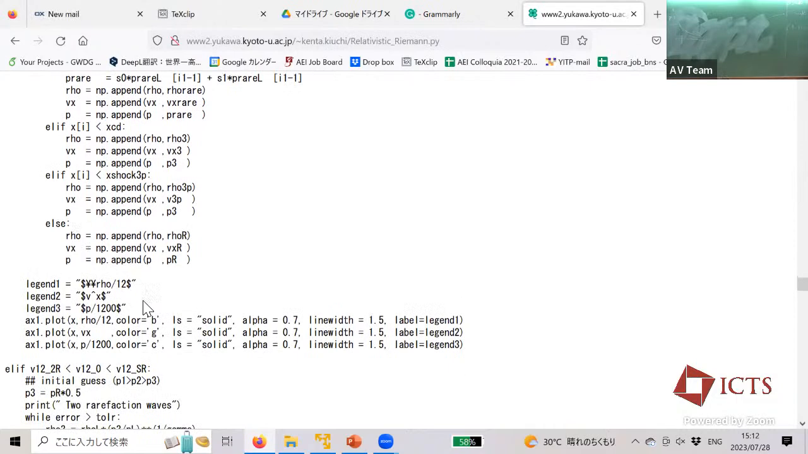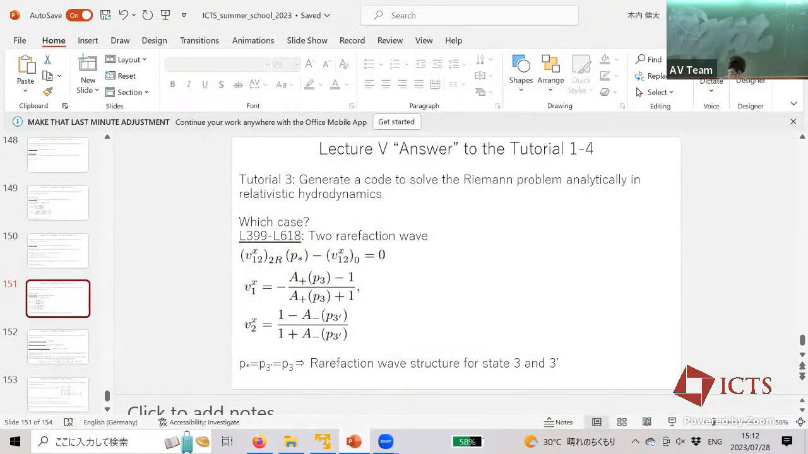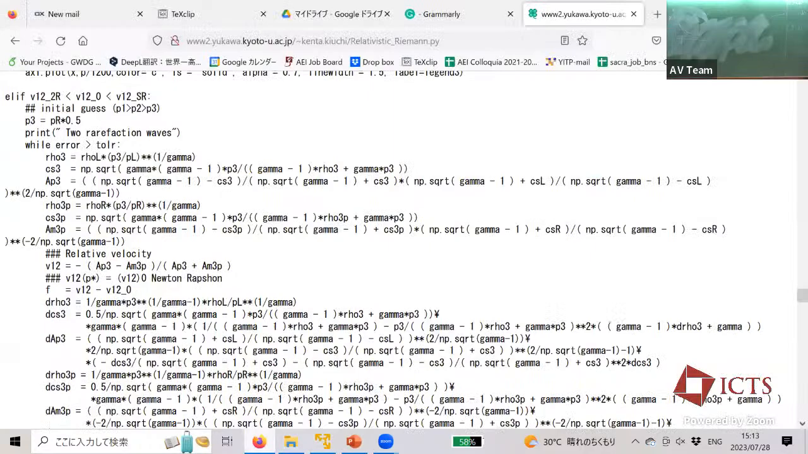Okay, the final possibility is the two rarefaction wave case. In this case, you have to solve these equations, and V1 and V2 are described by these equations for the unknown quantity P3 or P prime. This is relatively straightforward. From the adiabatic condition, you can get the densities, sound velocities and A plus as a function of P3.